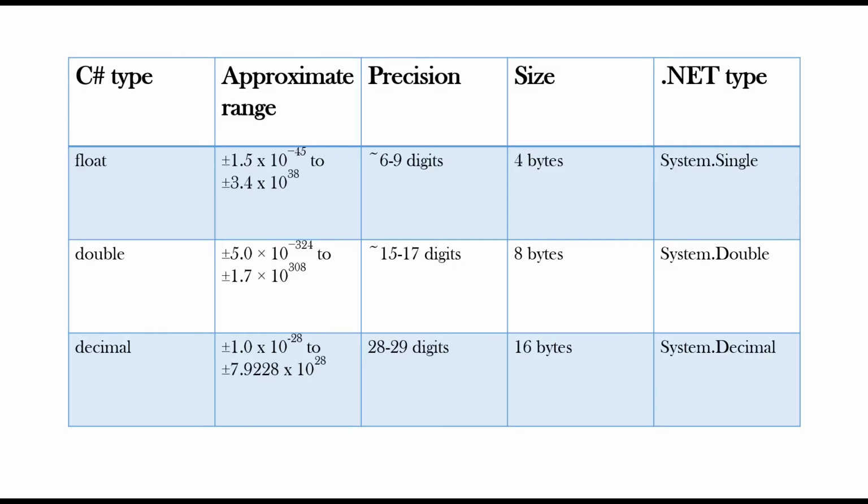Here is the list of built-in data types available in C# to represent floating point numbers. They are float, double and decimal. As you can see, each of them has got approximate range, precision, size and .NET type.